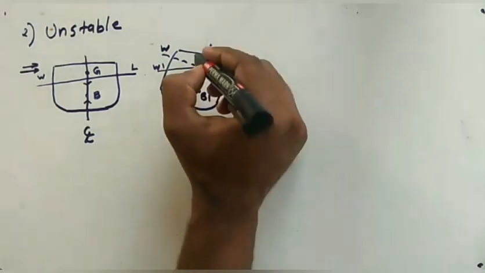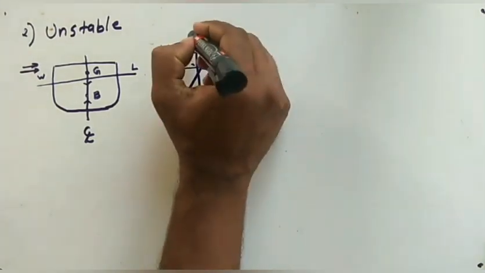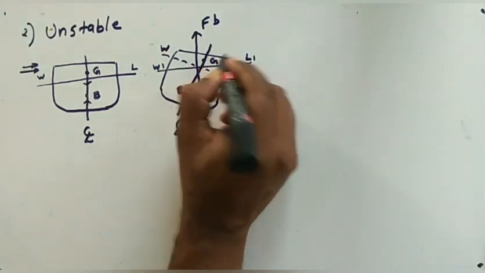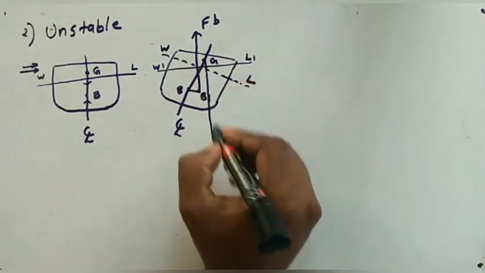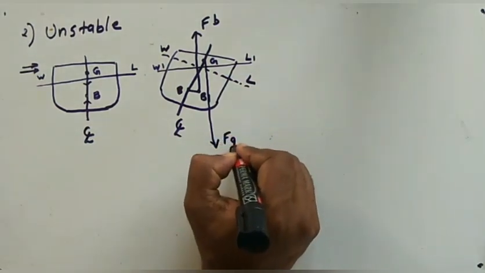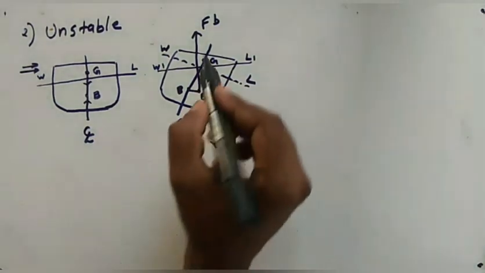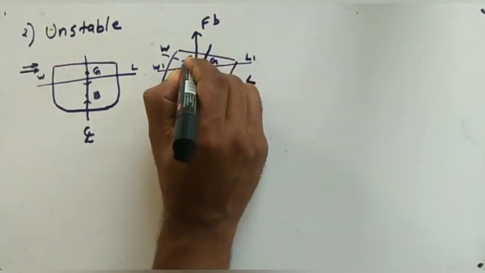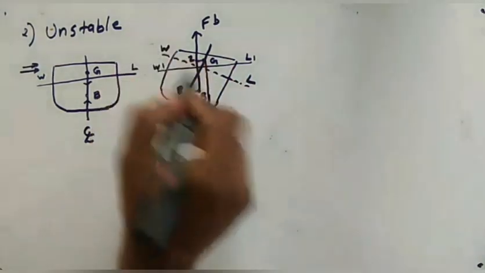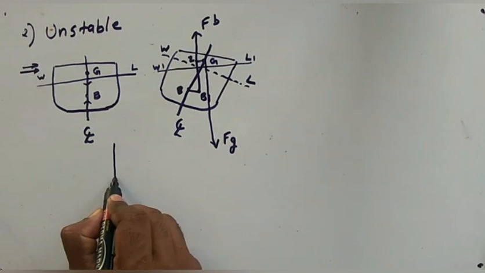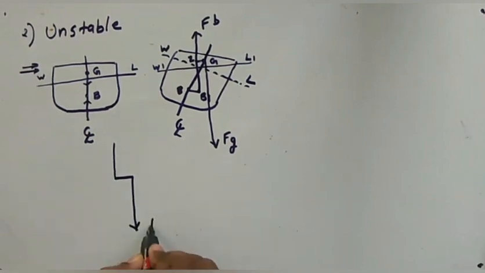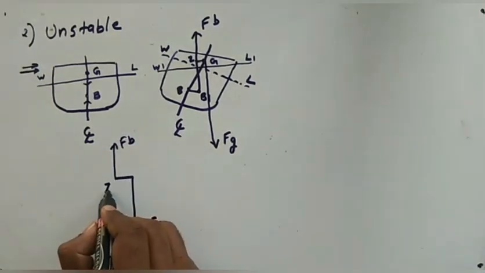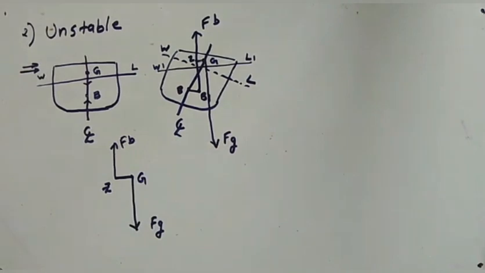B1. Now the center of buoyancy acts vertically upward, the force of buoyancy, and the center of gravity G, how is it acting? Vertically downwards, right? So I am joining these two forces with one lever, and I am naming this point as Z. So if I draw the force diagram, this is the force of gravity, this is the force of buoyancy, this is Z, and this is G, right?